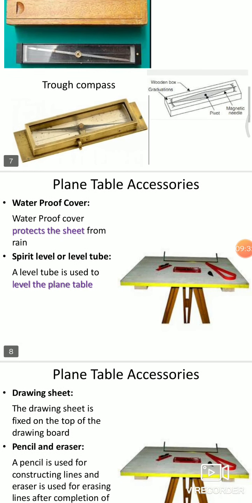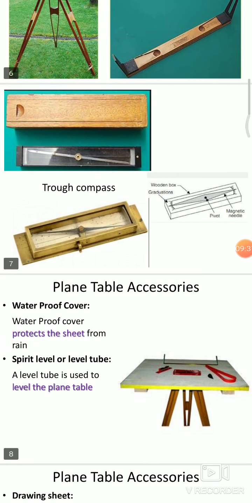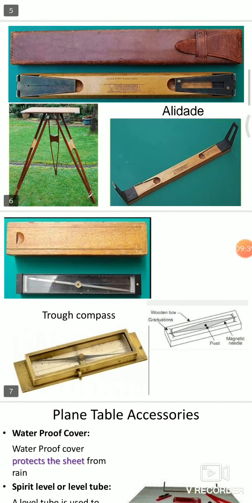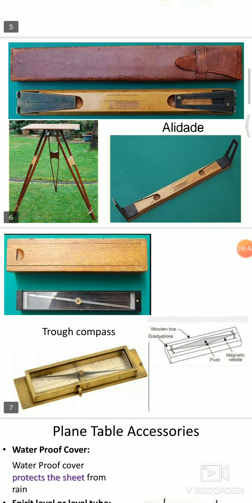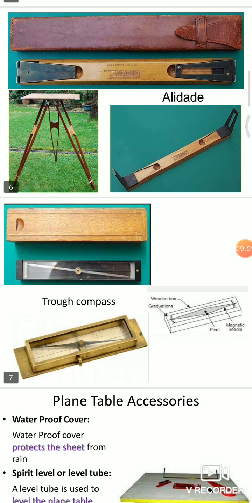The next accessory is the waterproof cover. Here some images are shown of the accessories of the plane table survey. This first image is the alidade. It consists of two vanes, sight vane and object vane. These vanes are used for bisecting the objects, and by bisecting the object we can draw the line on the sheet.